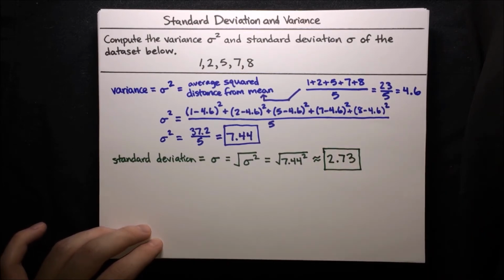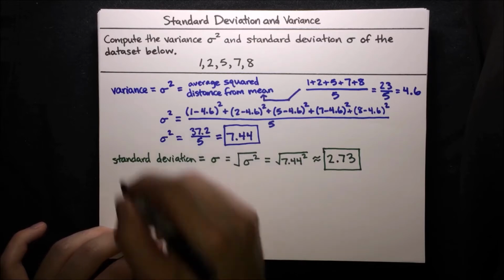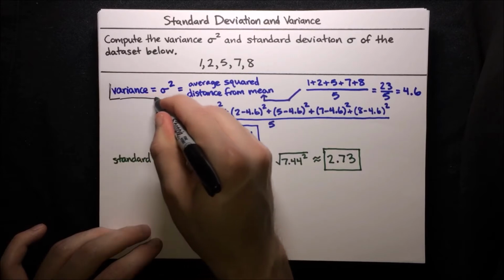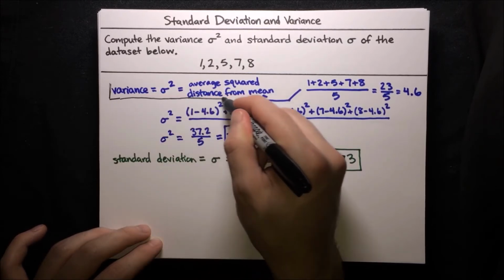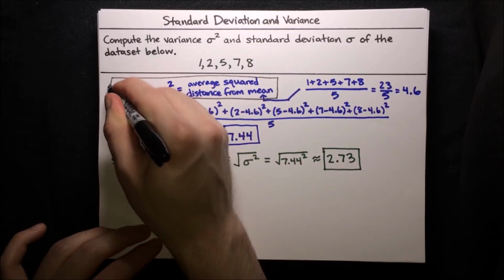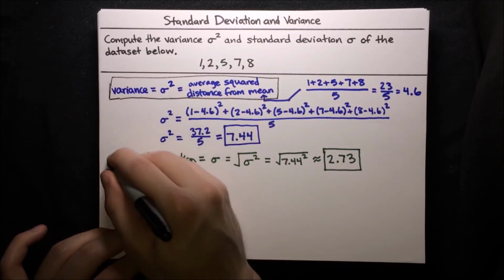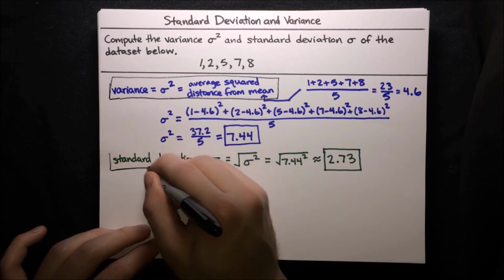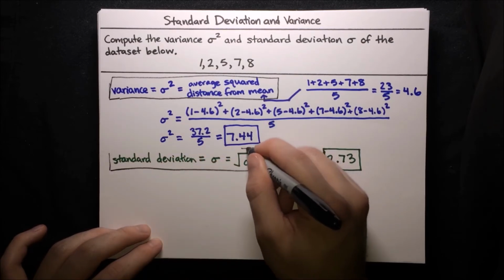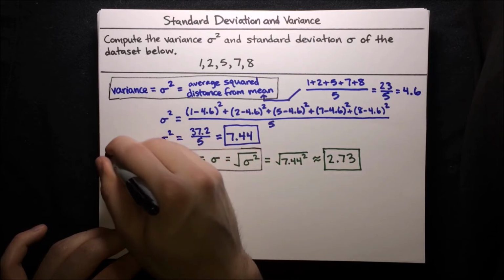Alright, so looking back, here are the two key things to remember. The variance, sigma squared, is the average squared distance from the mean. That's the first thing to remember. And the second thing to remember is the standard deviation is just sigma, and that can be calculated as the square root of sigma squared, where sigma squared is the variance.